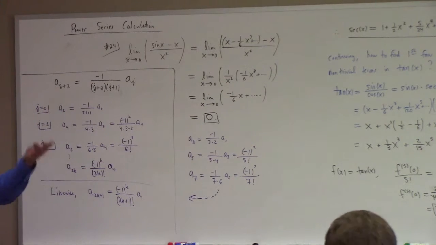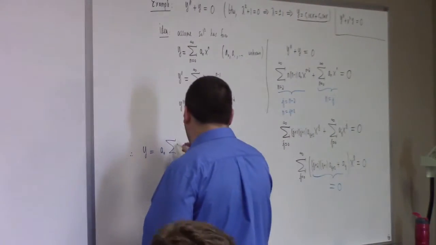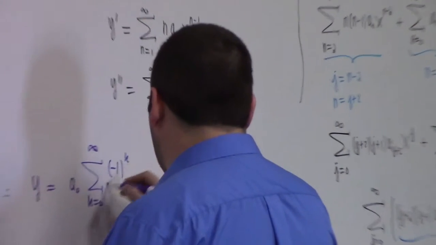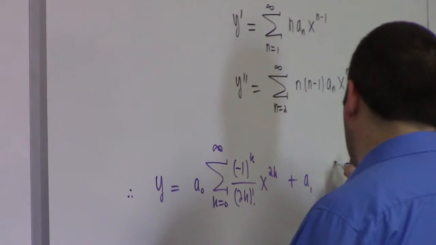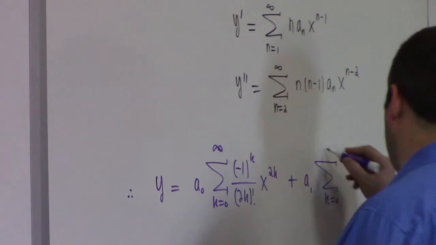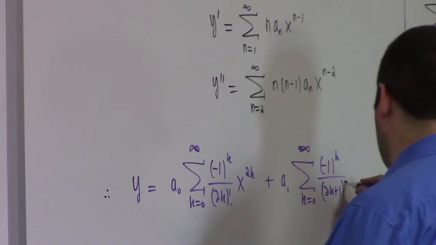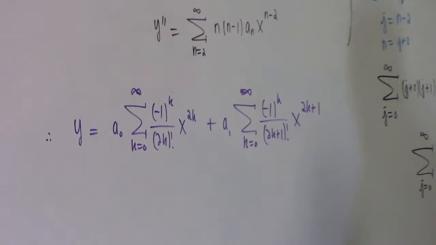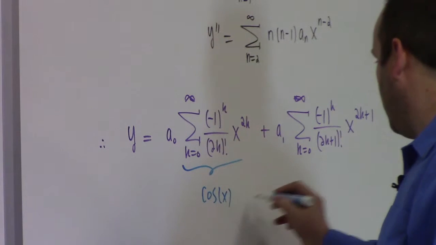All right, so put it all together. What do you got? Y is equal to a sub naught times the sum, k equals 0 to infinity, minus 1 to the k, divided by 2k factorial, x to the 2k, plus a sub 1, sum k equals 0 to infinity, minus 1 to the k, divided by 2k plus 1 factorial, x to the 2k plus 1. Of course, you know them, you love them, you recognize them. This is nothing more than your favorite cosine of x and your sine of x.